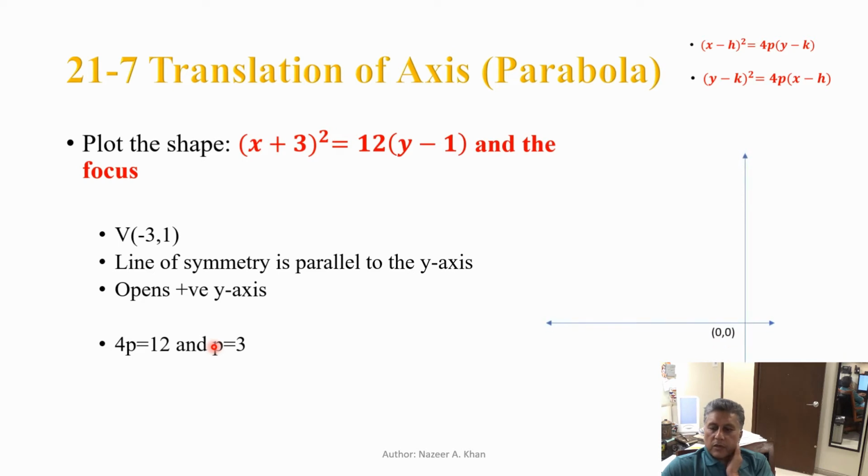And then we are going to go and draw this thing up. I know because of this guy here, I'm going to be minus 3 and plus 1 somewhere about there. So let's go and put that in, right? And then I know my line of symmetry is parallel to the y-axis, so it's going to be running down here. I know it's opening positive y, so it's opening this way.